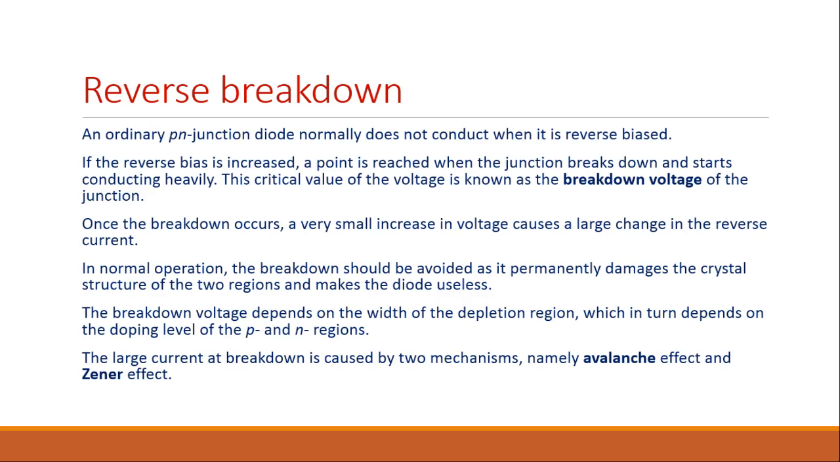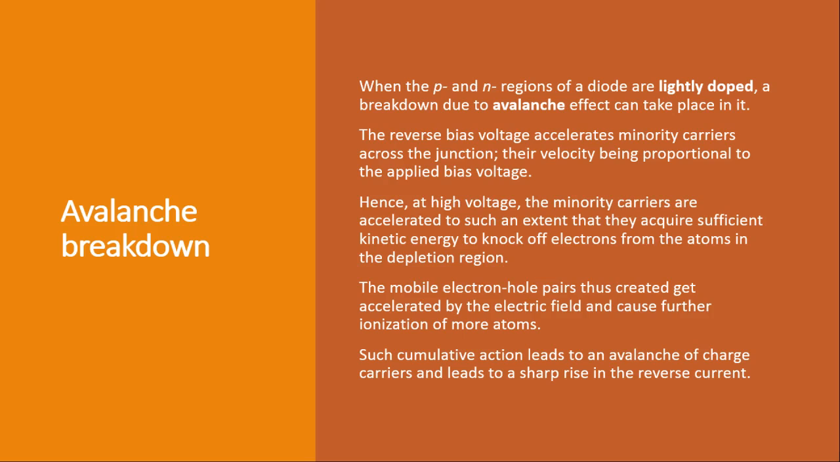In the normal PN junction diode, where the P and N regions are lightly doped, the avalanche breakdown effect will occur, whereas in a Zener diode, where the P and N regions are heavily doped, the Zener breakdown effect will occur. Here, we will restrict ourselves to the discussion of the avalanche breakdown mechanism. So, what happens in avalanche breakdown? When the P and N regions are lightly doped, a breakdown due to the avalanche effect can take place in it, as told to you just now.